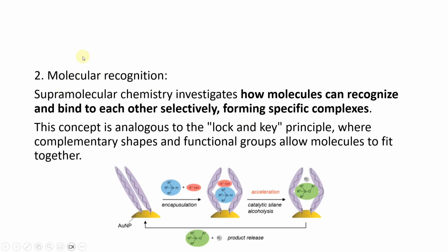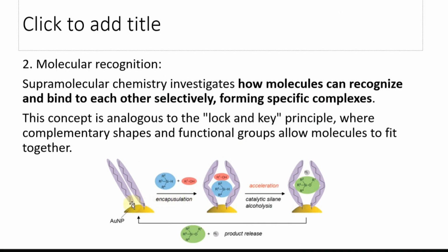Okay, so the second point is molecular recognition. Supramolecular chemistry investigates how molecules can recognize and bind to each other selectively. So we discuss the selectivity in molecular recognition in supramolecular chemistry. So how does the selectivity take place? As you can see in this example, the gold nanoparticles are coated with dodecane thiol, and this dodecane thiol accelerates the alcoholysis of silane.